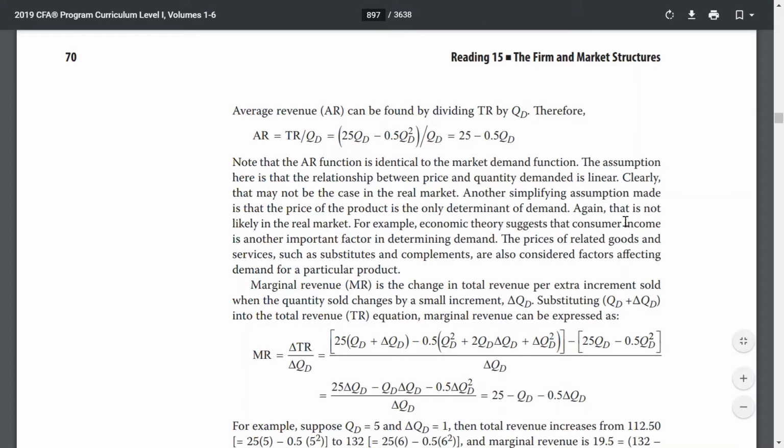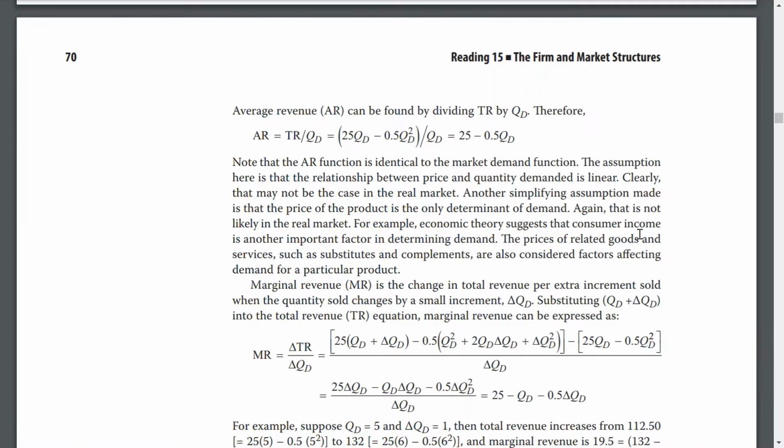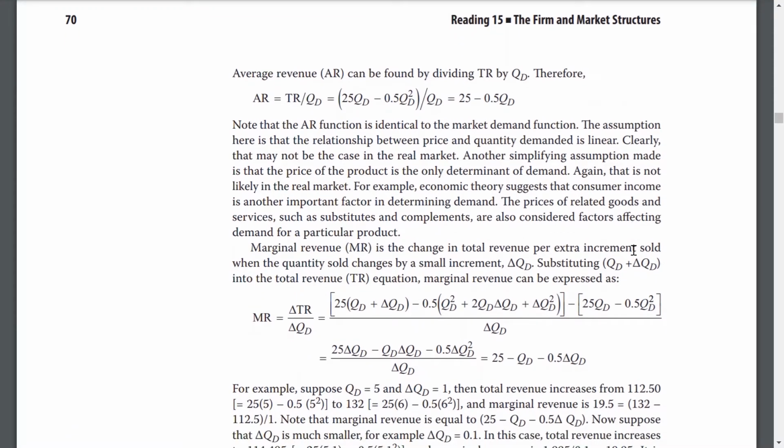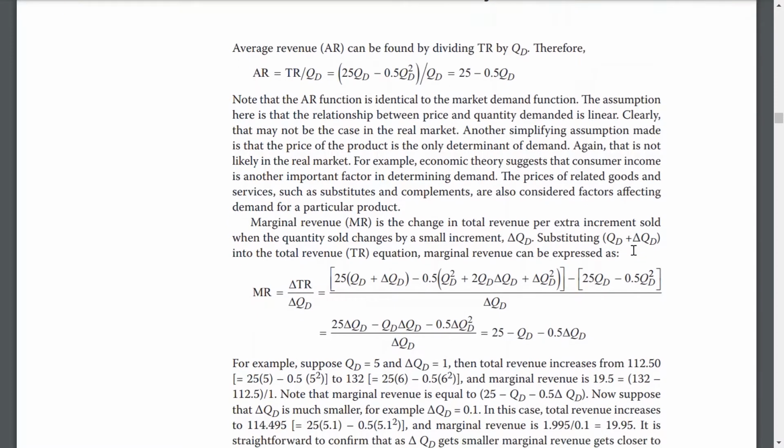Another simplifying assumption made is that the price of the product is the only determinant of demand. Again, that is not likely in the real market. For example, economic theory suggests that consumer income is another important factor in determining demand. The prices of related goods and services, such as substitutes and complements, are also considered factors affecting demand for a particular product.